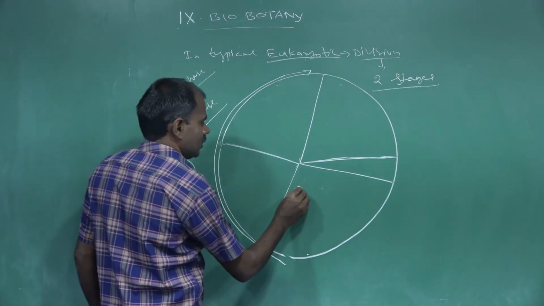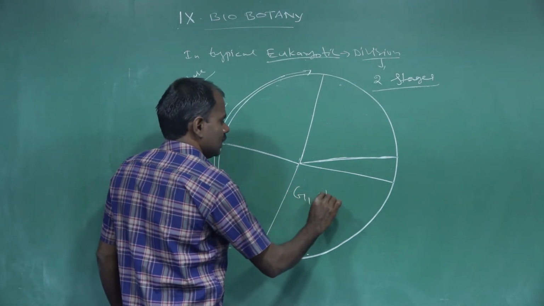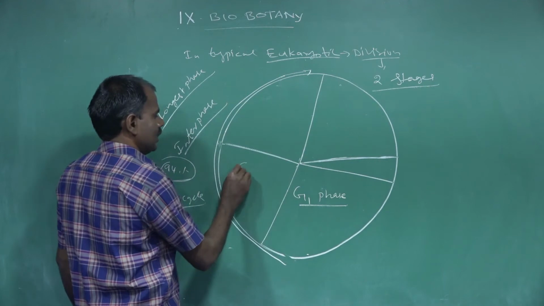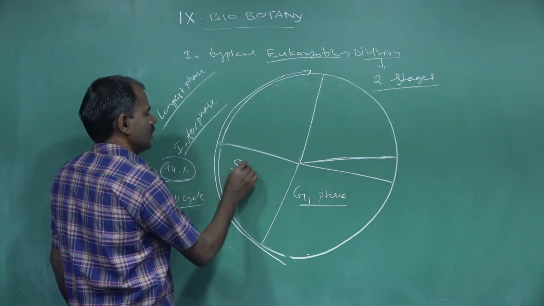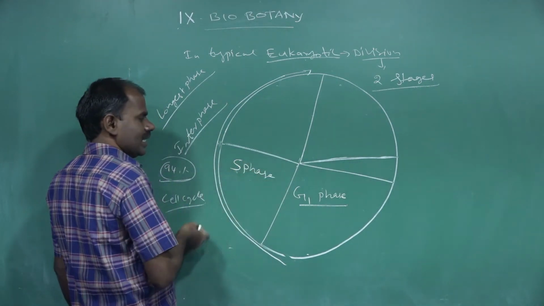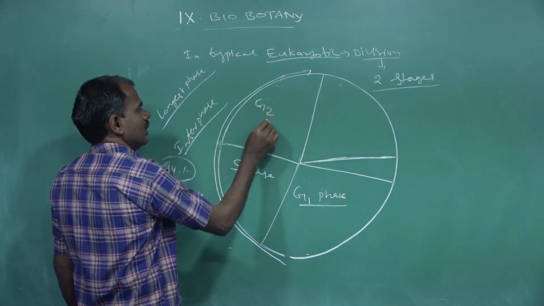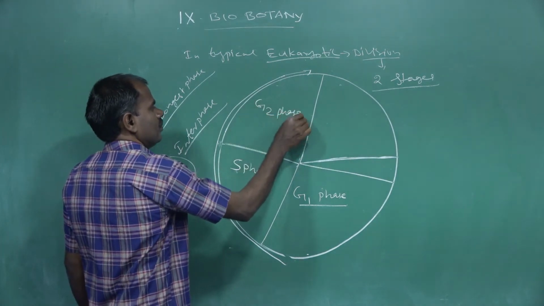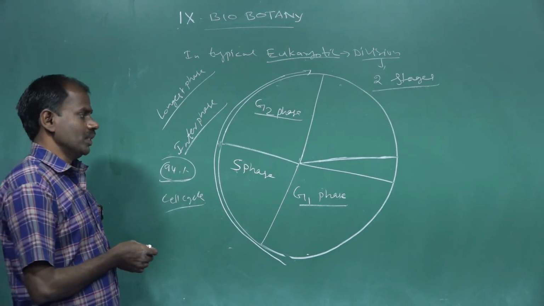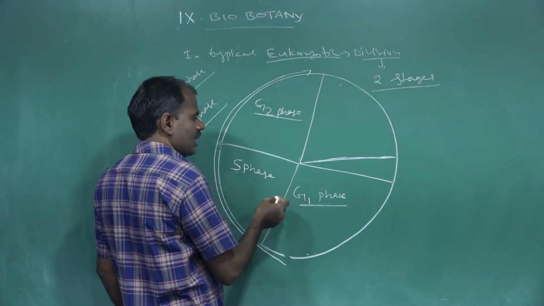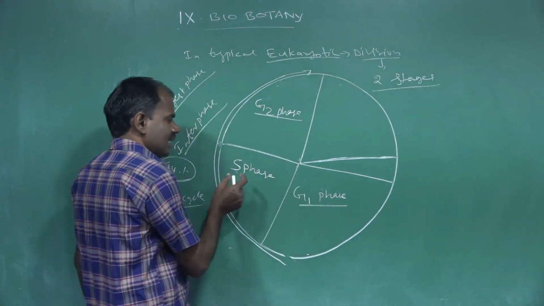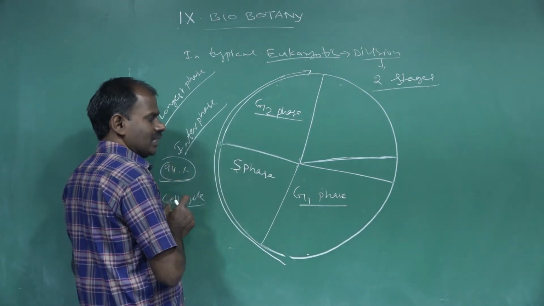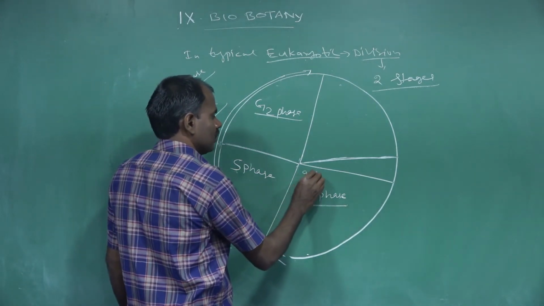The first region is called the G1 phase, the second is the S phase, and the third is the G2 phase. G1 stands for gap 1 phase, S for synthetic phase, and G2 for gap 2 phase. G1 is a growth 1 phase.